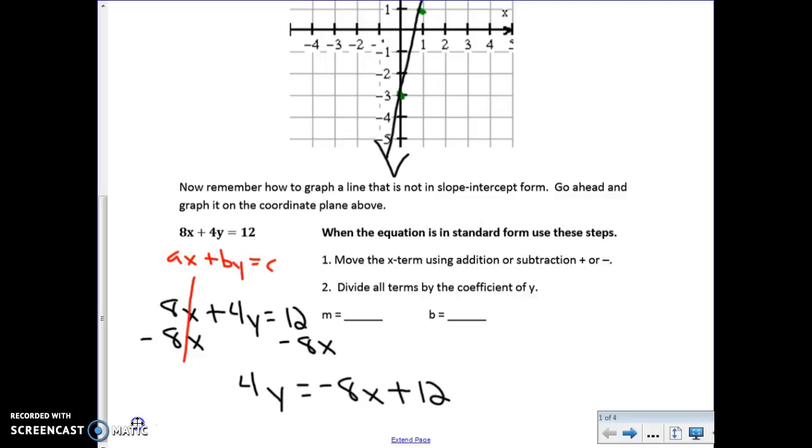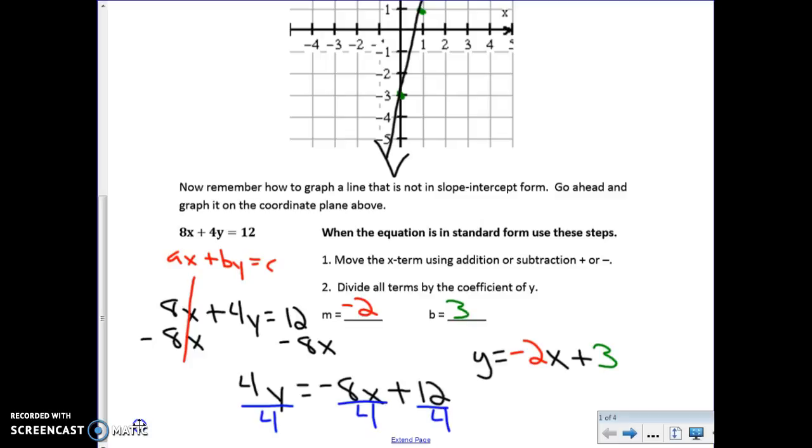Now, step number 2 says divide all terms by the coefficient of y. The coefficient of y is 4. So we're going to divide everything by 4, and that's going to get y by itself. So now our equation looks like the one from the review. We have y equals -2x plus 3. What is m? What number is multiplying the x? -2. So there's our slope. m is -2. Our y-intercept b is 3.